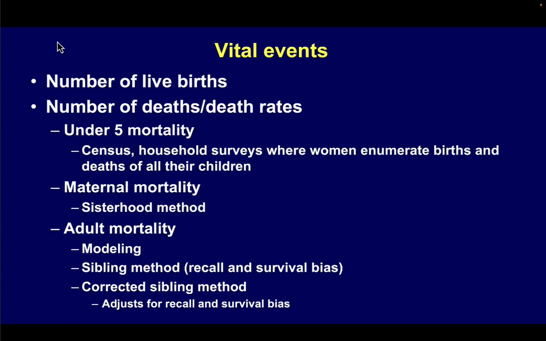These are some of the vital events that can be measured through demographic and health surveys or other population representative household surveys. Things include the number of live births, the number of deaths due to all causes and death rates, under 5 mortality, maternal mortality, and adult mortality. And you can also get a sense of some of the methods used to capture the information on vital events and to estimate mortality.